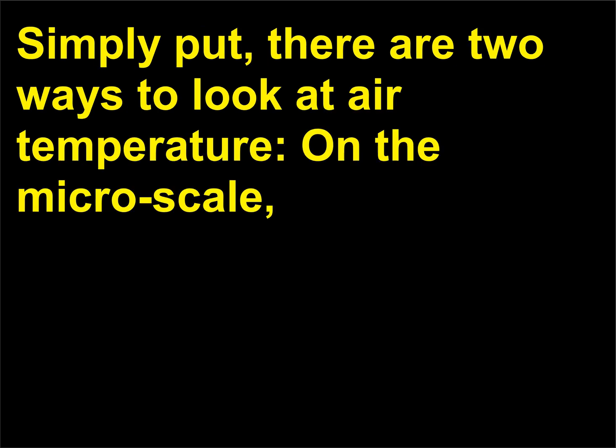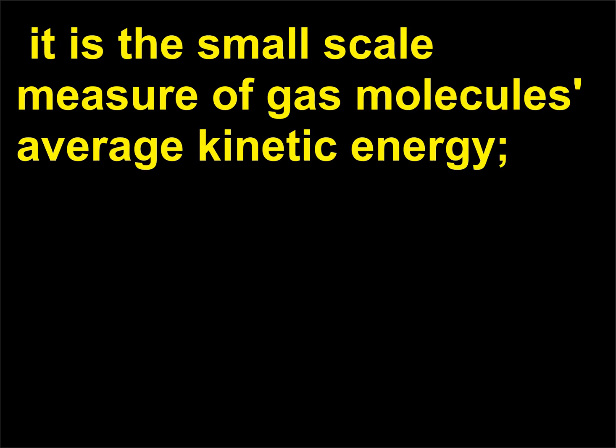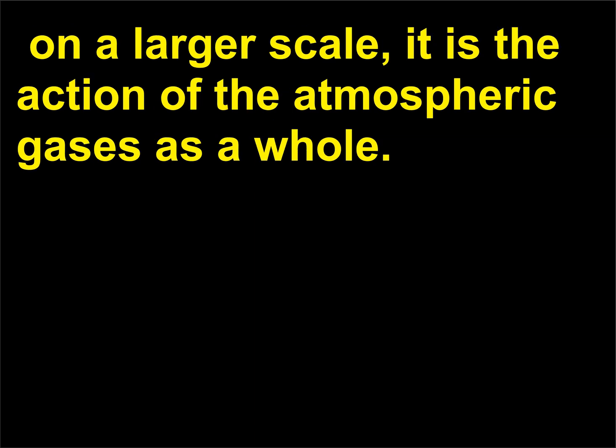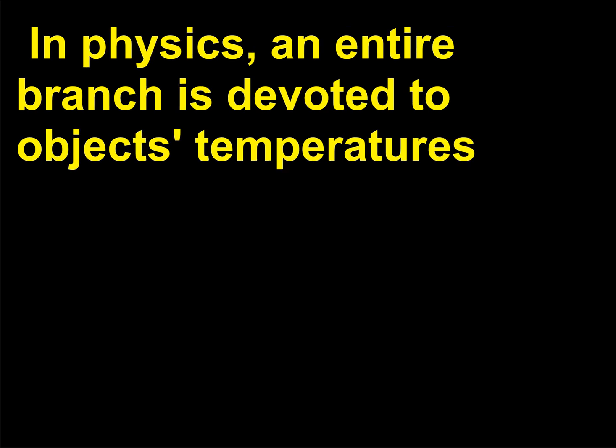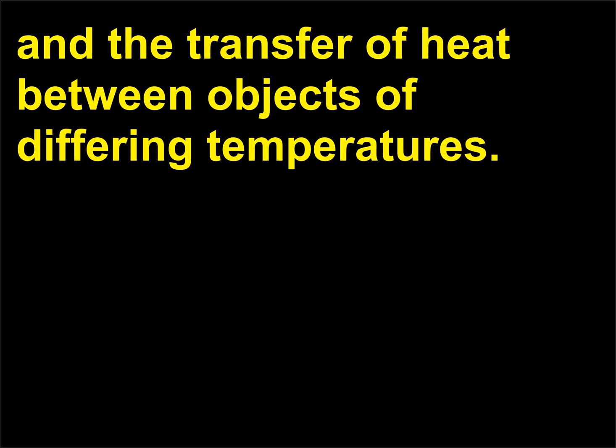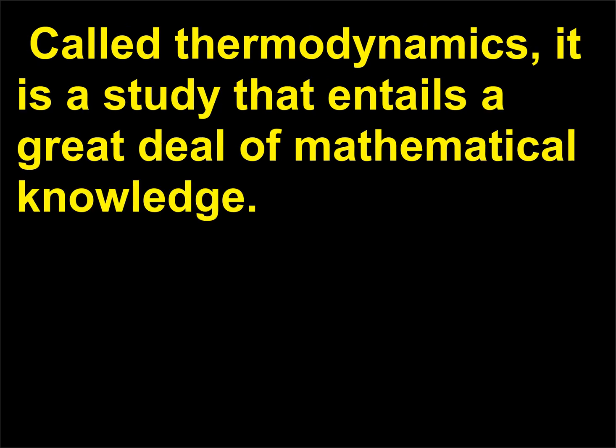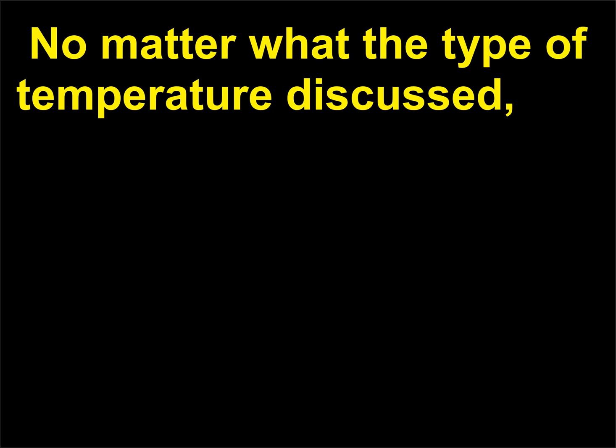Simply put, there are two ways to look at air temperature. On the microscale, it is the small-scale measure of gas molecules' average kinetic energy. On a larger scale, it is the action of the atmospheric gases as a whole. In physics, an entire branch is devoted to objects' temperatures, and the transfer of heat between objects of differing temperatures. Called thermodynamics, it is a study that entails a great deal of mathematical knowledge, no matter what the type of temperature discussed.